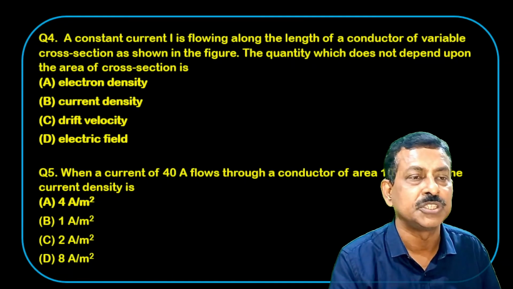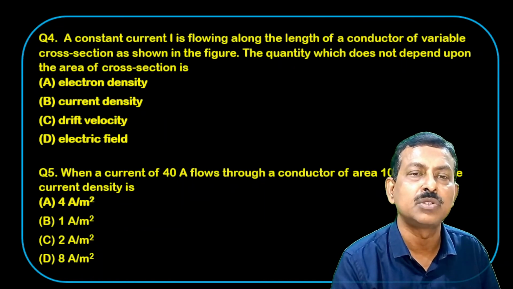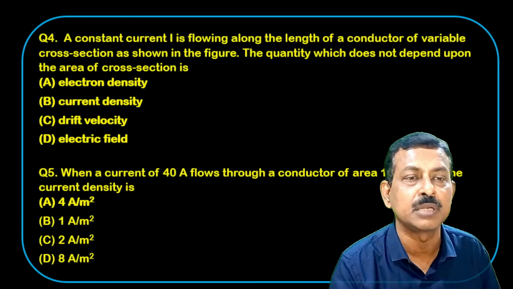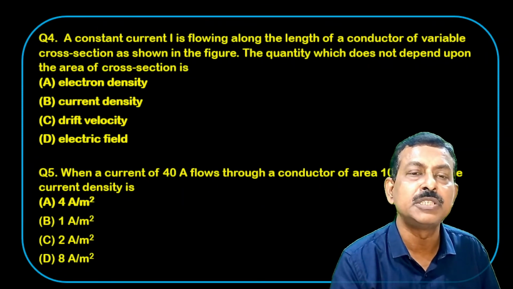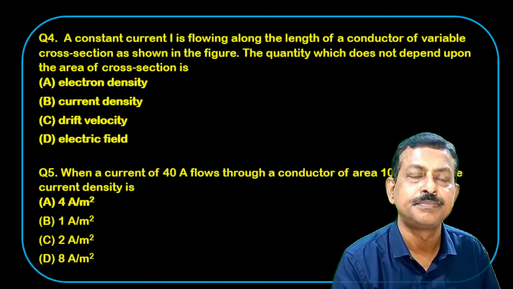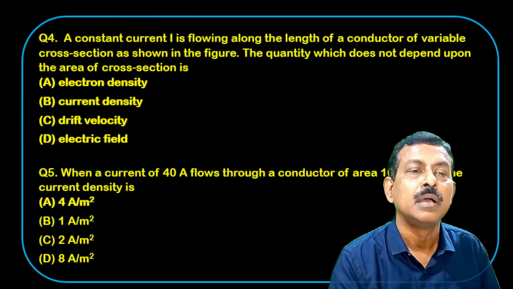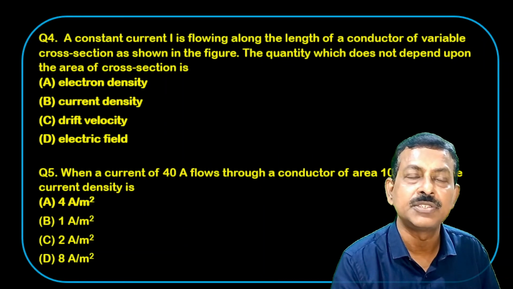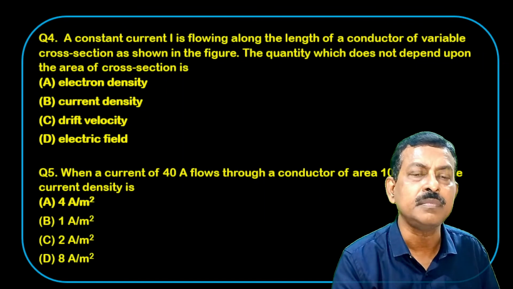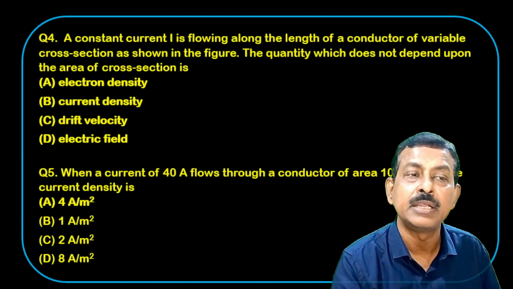Let's take the next question. A constant current is flowing across the length of a conductor of variable cross section as shown in the figure which was given. Which quantity does not depend upon the area of cross section? The first one is electron density. Of course, this is a property of the material, so this is the one which will not depend upon the area of cross section.